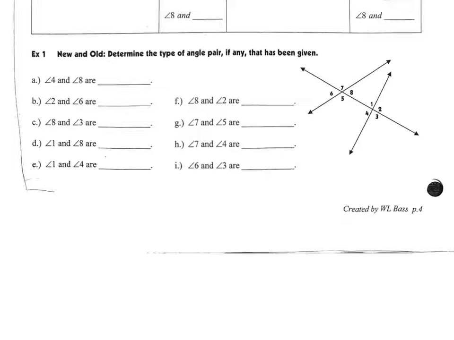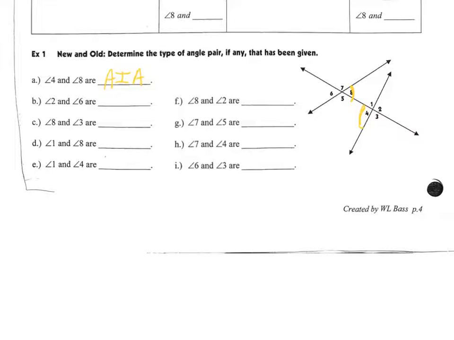All right, continuing on, we're going to look at the type of angle pair that we see, if any, and identify what has been given. So we're going to look at first at angle 4, located right here, and angle 8. And if we're either using our note cards or if we have our note cards memorized, we're looking at they're on different sides of the transversal. And so hopefully we have identified those as alternate interior angles.